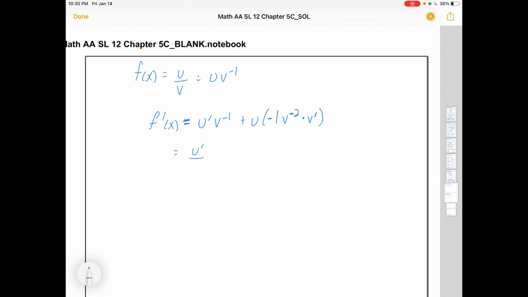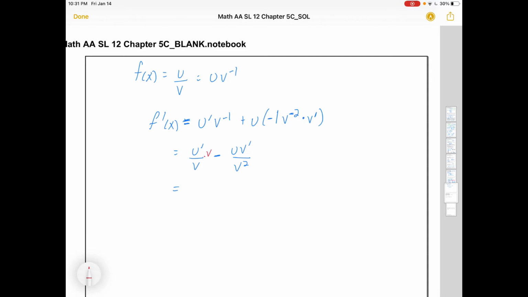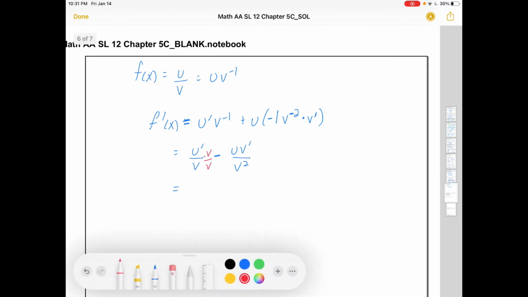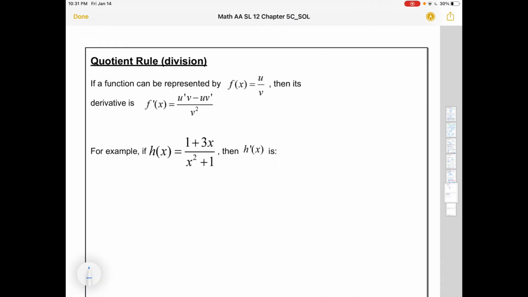So that would give me u prime over v minus u v prime all over v squared. Okay. That's the formula for differentiating a quotient, but it's really ugly. It would be nice if it were over the same denominator, so let's just times this one by v. And so we get u prime v minus u v prime all over v squared, okay, where u is the function on top and v is the function on the bottom. That is the quotient rule.